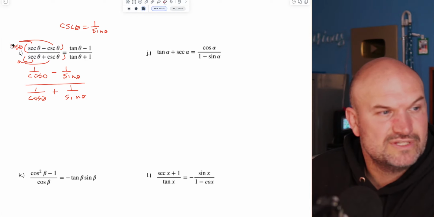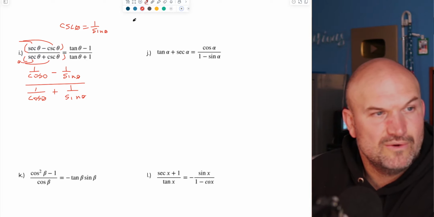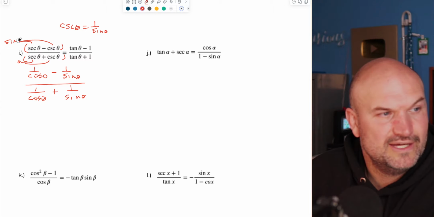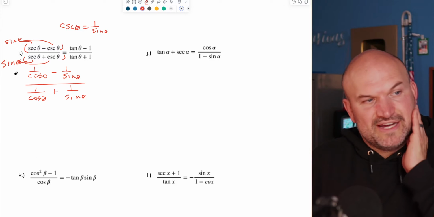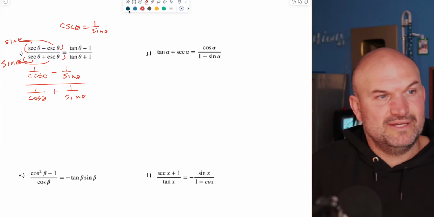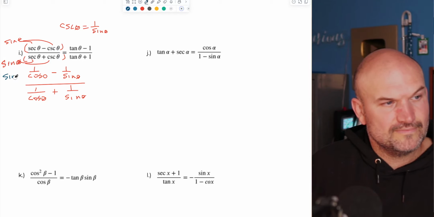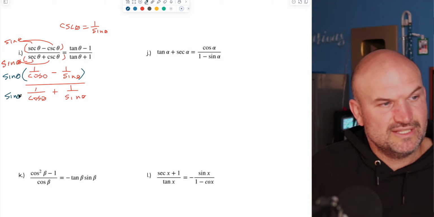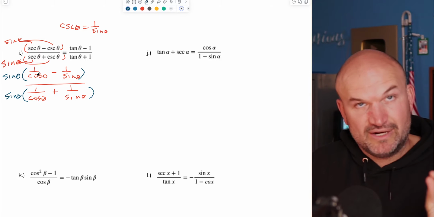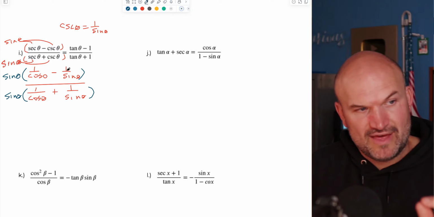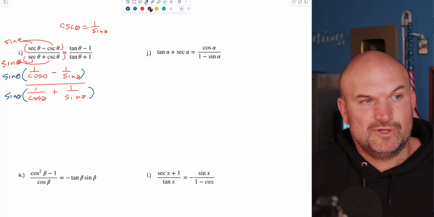Tangent is sine over cosine, right? So I want to multiply everything by a sine of theta. So let's do a sine of theta times a sine of theta. Because if I do that, when I multiply by a sine of theta in the numerator as well as in the denominator, that's going to create a tangent, that's going to create a tangent, that's going to go to 1, and that's going to go to 1, and that's exactly what I'm looking for.